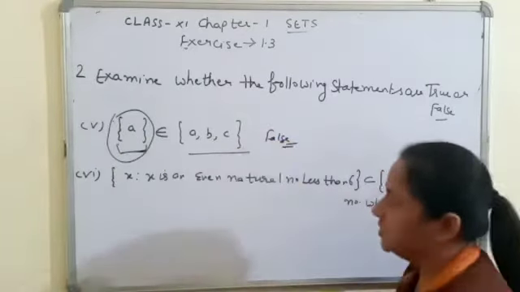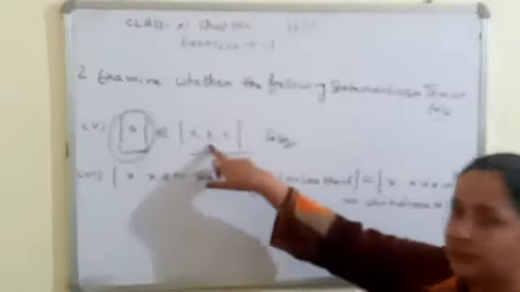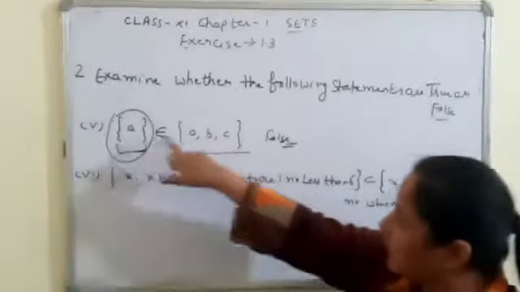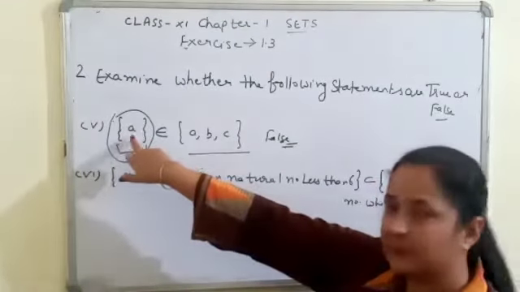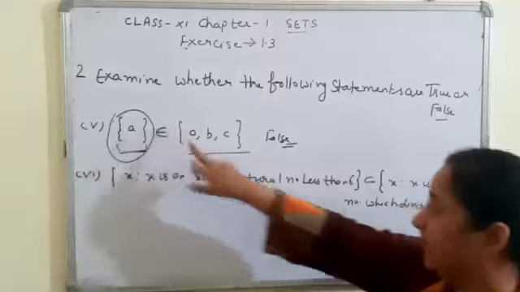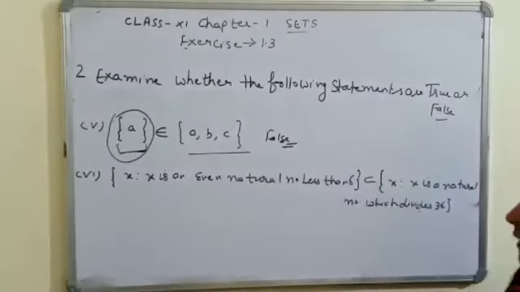Again I am repeating. There is no element A present in the second set. This is {A}, which is representing the set, not the element. So this is the false statement.